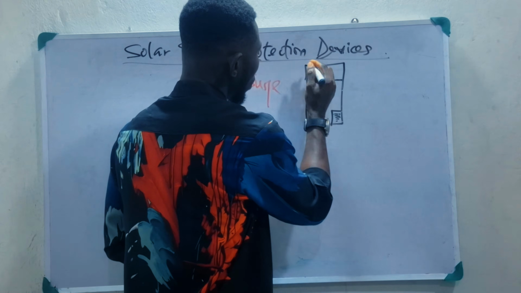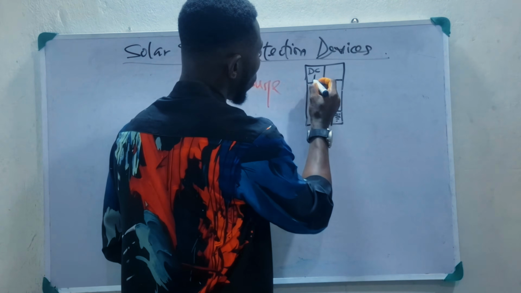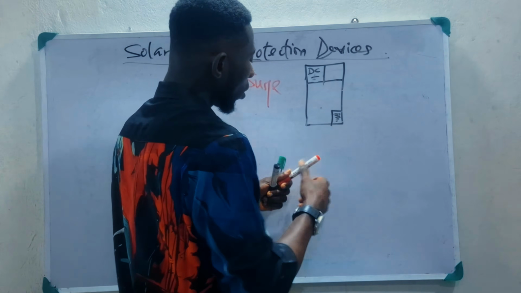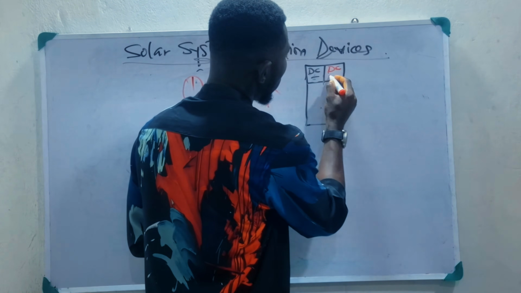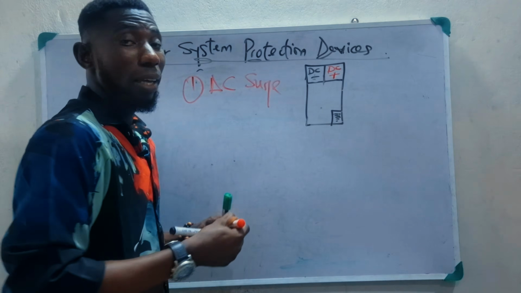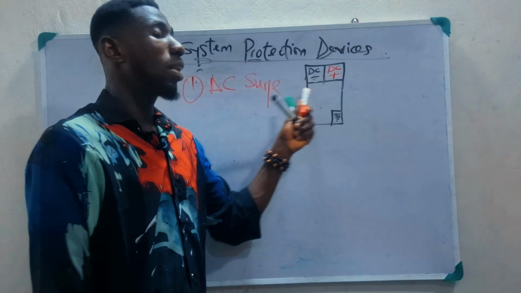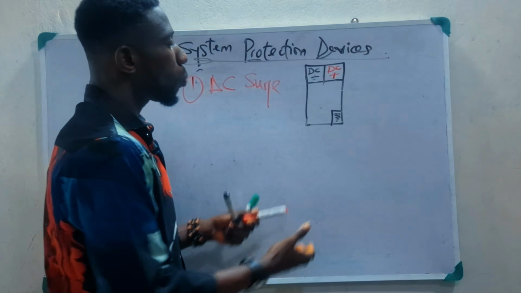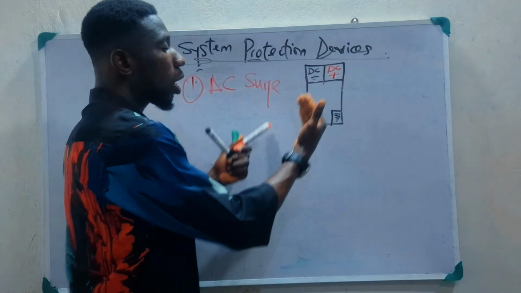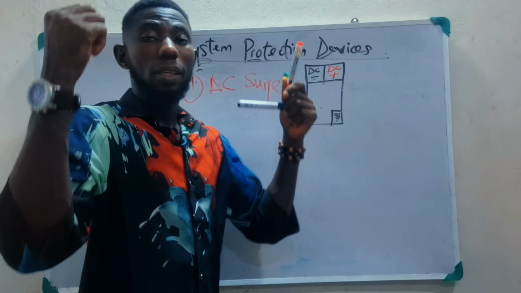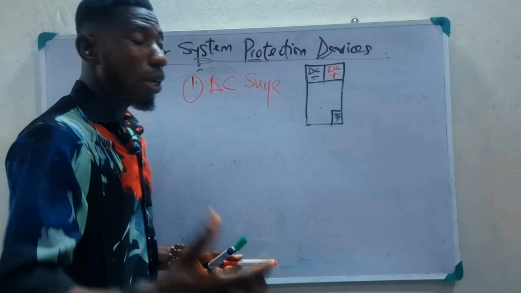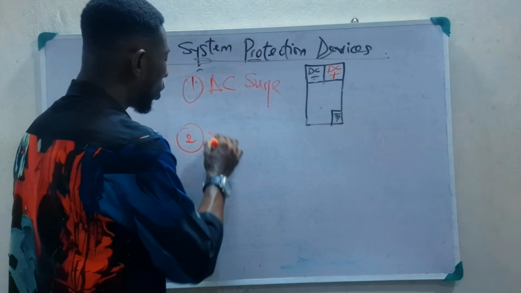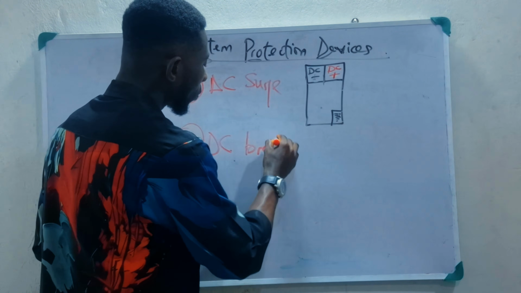In this place, they are usually labeled. This is DC minus, and this will be DC plus. Remember, in a DC system, we make use of plus and minus. So this is the first point that your solar panel will enter. Then you will loop it to another breaker, called the DC breaker, which takes us to the next protective device we are going to look into, which is the DC breaker.